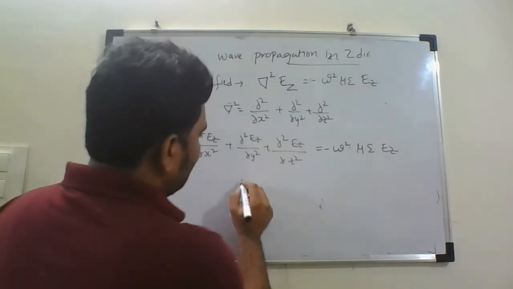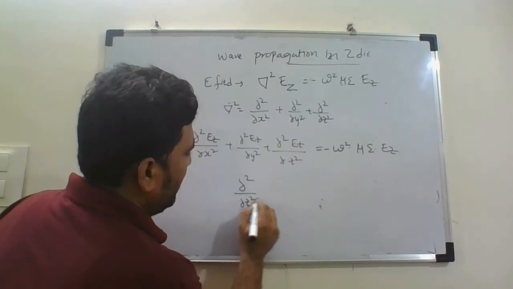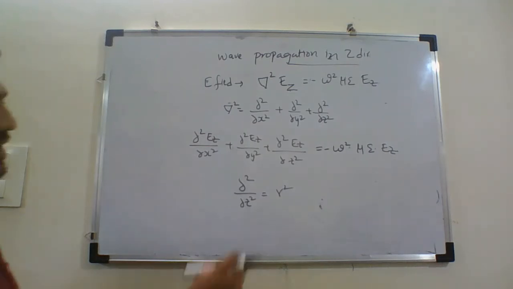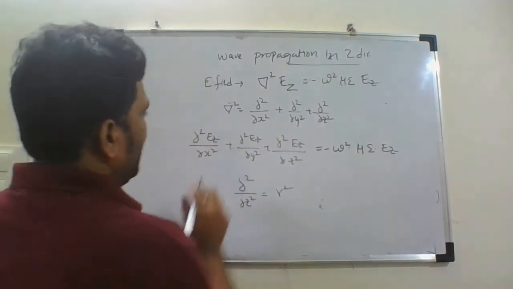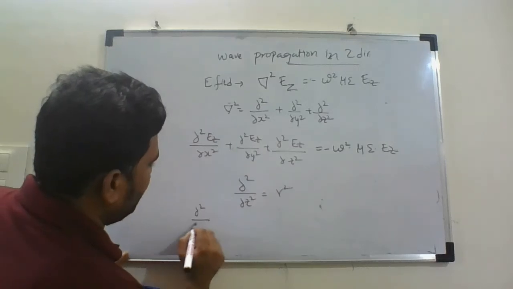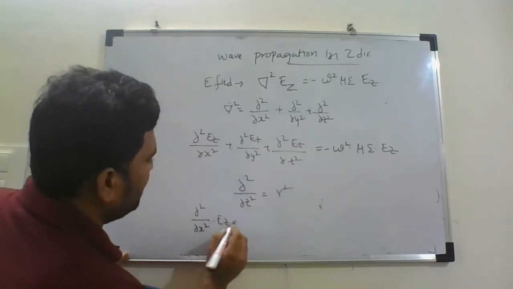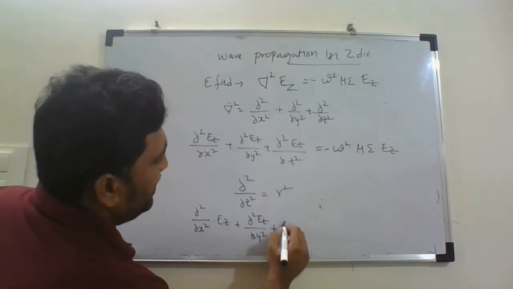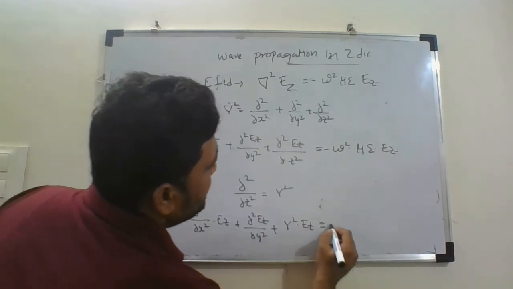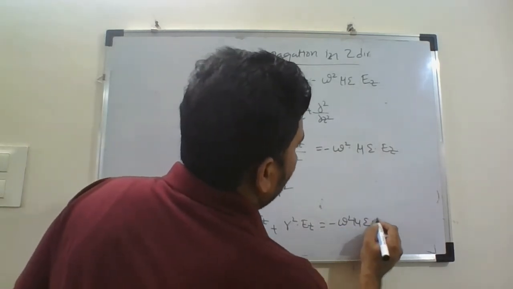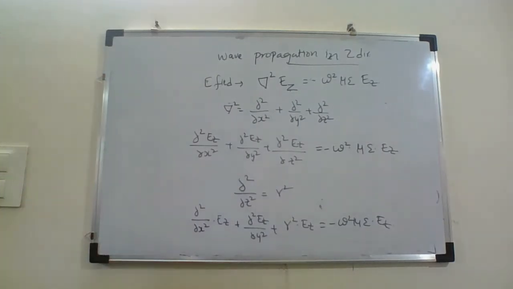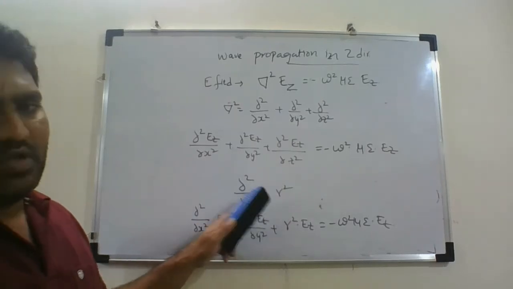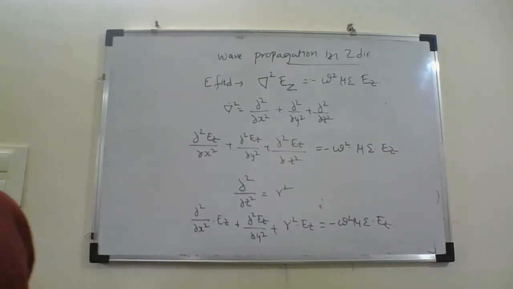Now, assuming ∂²/∂z² is equal to gamma square, let us substitute that here. So we will get ∂²Ez/∂x² plus ∂²Ez/∂y² plus gamma square into Ez is equal to minus omega square mu epsilon into Ez. So what I have assumed is ∂²/∂z² is equal to gamma square. This is the equation that I have.